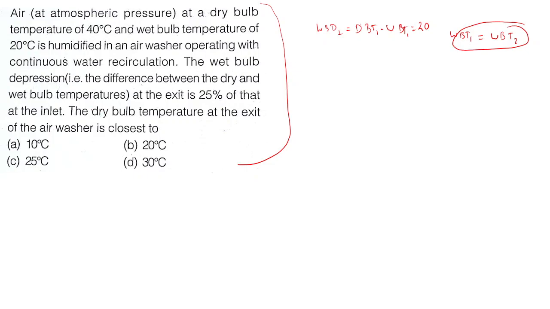The main thing. And here they have given the wet bulb depression at the outlet is 25% of the inlet. Initially it is 20, so what will be the 25% of this? WBD outlet equal to 25% of WBD inlet, so it would be only 5. Because the wet bulb temperature would be the same, DBT of 2 would be 5 plus 20, 25.